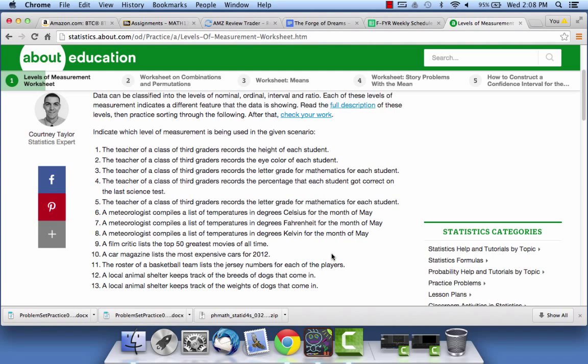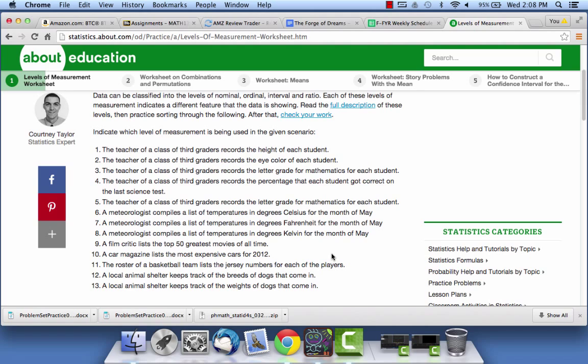Okay, now we have a letter grade. So we have A, B, C, probably D at that school, and F. Those are not numbers, so you can't subtract them. A minus C doesn't mean anything, but there is definitely an order. It is definitely better to get an A than to get a C, that's for sure. So it is ordinal.